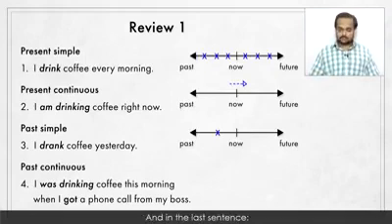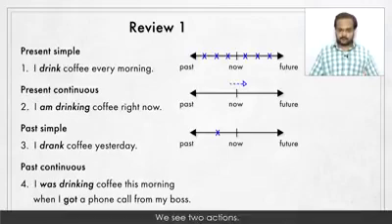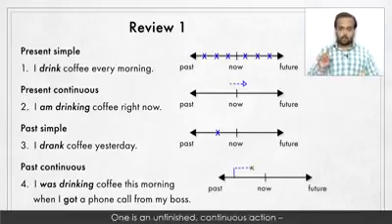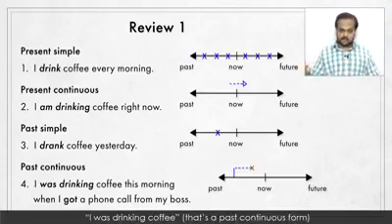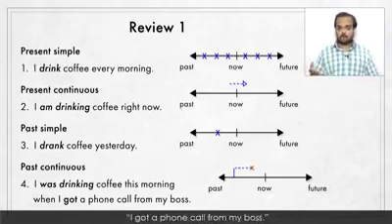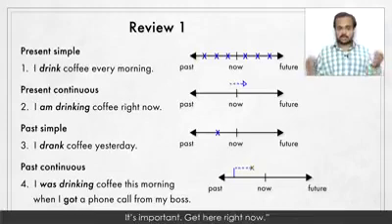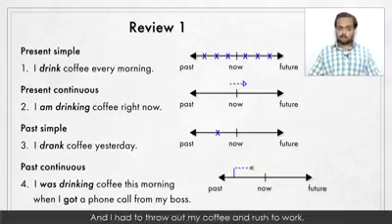And in the last sentence, I was drinking coffee this morning when I got a phone call from my boss. We see 2 actions. One is an unfinished continuous action. I was drinking coffee. That's a past continuous form. And in the middle of that, something happened. I got a phone call from my boss. That is a past simple tense form. So my boss said, we need you at the office. It's important. Get here right now. And I had to throw out my coffee and rush to work.